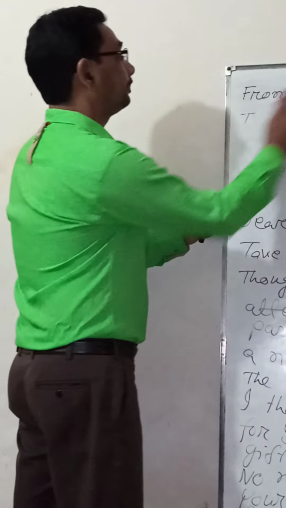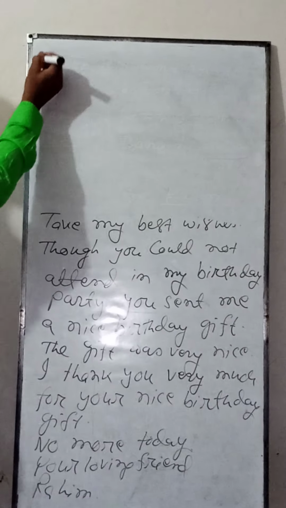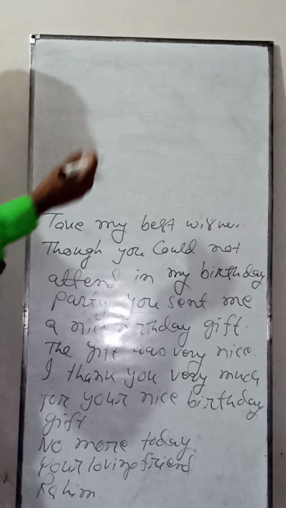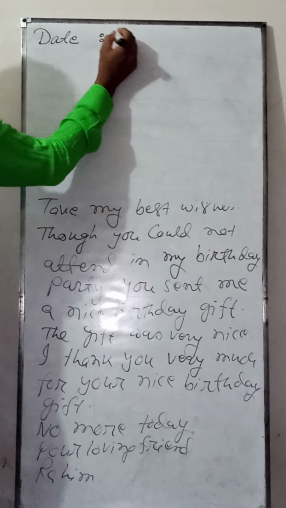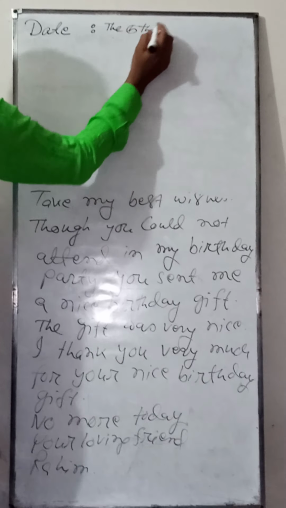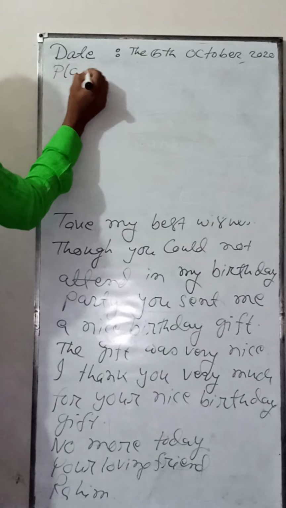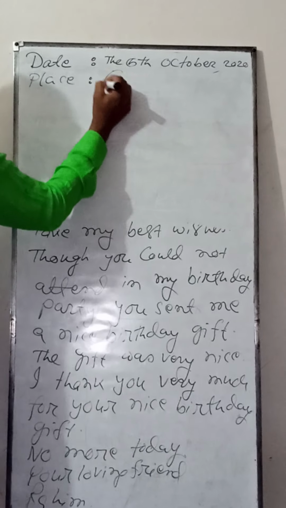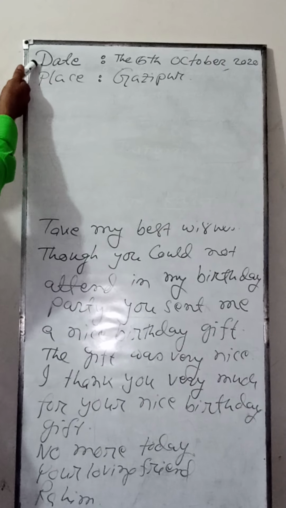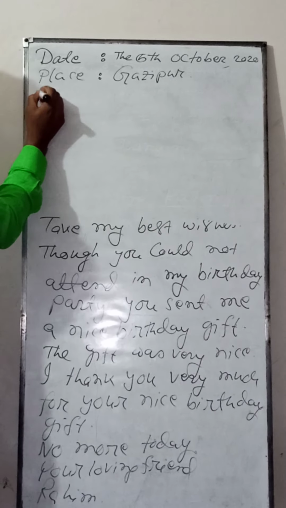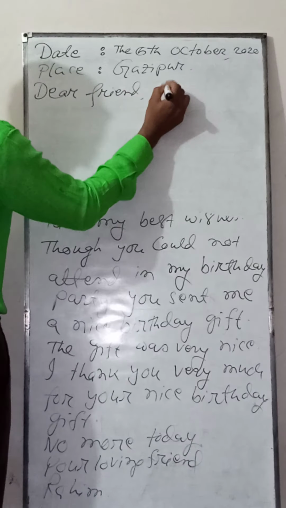Okay? Now, in the case of a letter, you have to write first. I'm showing how you will write a letter. Date, you have to write the date here, 5th October 2020. Here, the place. Where are you writing this from? Suppose you live in Gazipur. In the case of a letter, you have to write first the date and place. Now here, dear friend, Dear friend Korim.